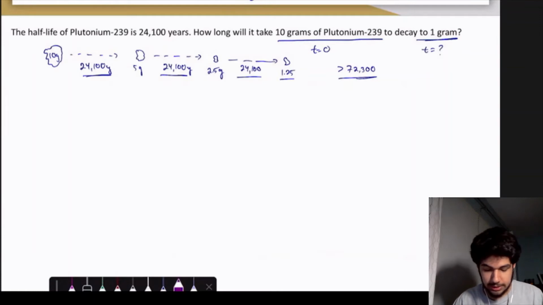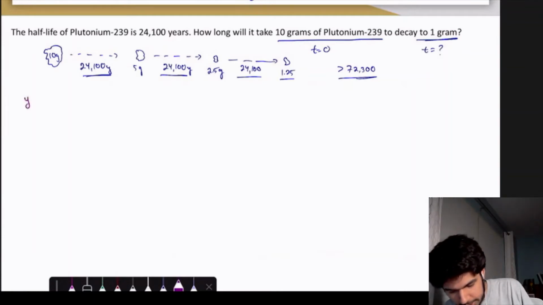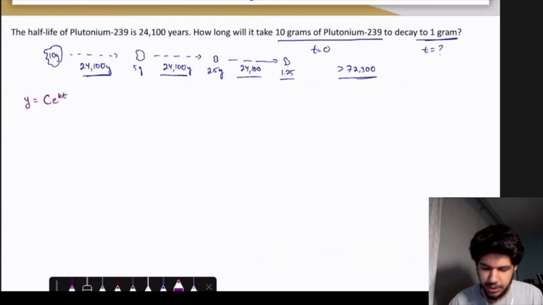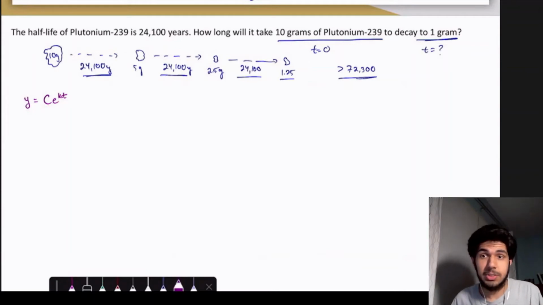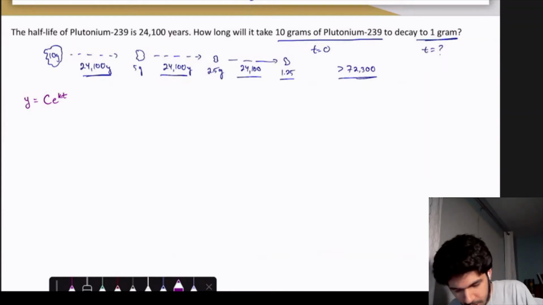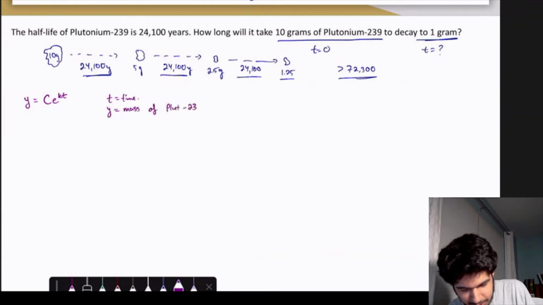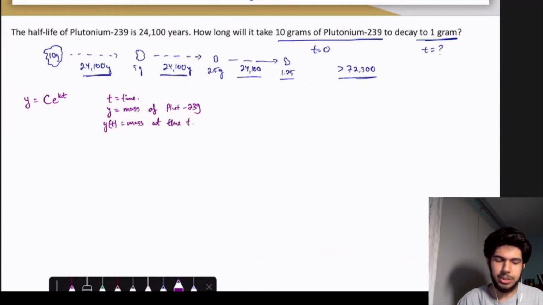Okay, so we're talking about decay in this case. So we'll use the formula y equals c e to the kt, bearing in mind that k can be negative. So at t equals 0, well, let's first discuss what these variables mean. So remember, c and k are constants, so we would have to solve for those because right now we have an infinite amount of equations of the form y equals c e to the kt. t is our variable for time, and we'll let y be the mass of plutonium. I'll call it Plut-239. And y of t is the mass at time t. So that would be the kind of notation we use.